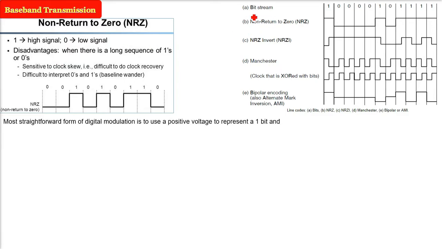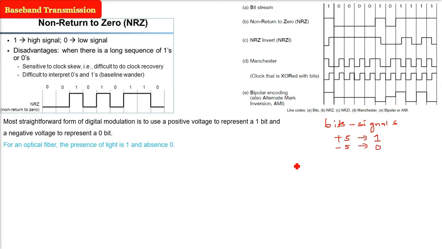In baseband transmission, there are different schemes. The easiest way, we are talking about voltage. Whenever you touch a wire, you will feel some current. That is, you have some voltage, some current. So the most straightforward form of digital modulation, that is from bits to signals, is simply to say a positive voltage as a 1 bit or a negative voltage as a 0 bit. We can represent a positive voltage by a 1 bit and a negative voltage by a 0 bit. This is the easiest way.